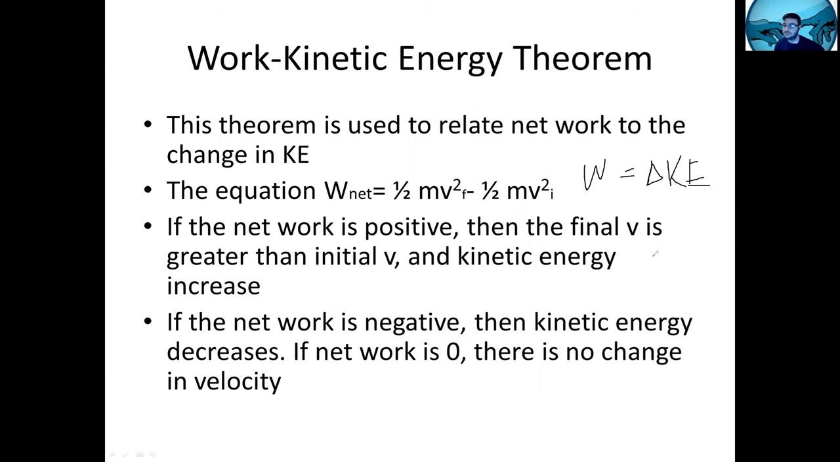If the net work is positive, then the final velocity is greater than the initial velocity, and kinetic energy increases. If the net work is negative, the kinetic energy decreases. If net work is 0, there's no change in velocity, because the mass of the object, assumedly from start to finish, stays the same. 1/2 is 1/2, and the only variable is v. Very simple. Just remember, work and kinetic energy are very closely related using the equation work equals delta KE. Okay.